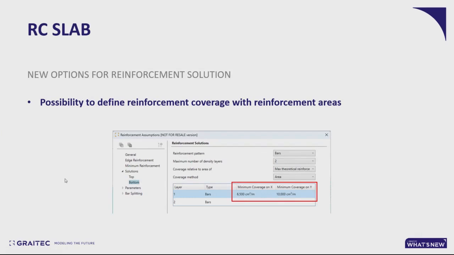Now, a new option again for reinforcement of slabs. We now have the possibility to define reinforcement coverage with reinforcement areas. For automatic definition of reinforcement, one of the main settings is how to cover the theoretical reinforcement area using one or more layers, which is normally called reinforcement solution settings. In this new version, we can specify the coverage method, as you see here, not only with percentages, but you can also assign that value based on direct absolute values for areas.